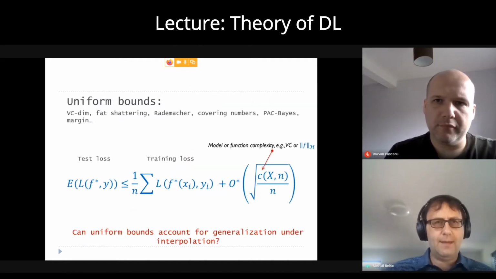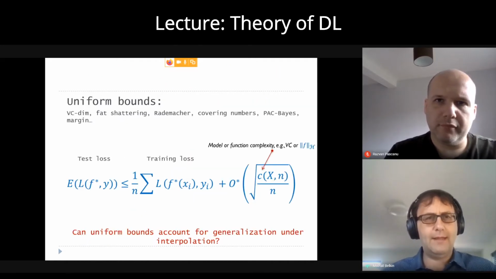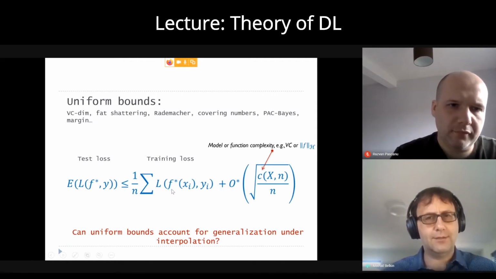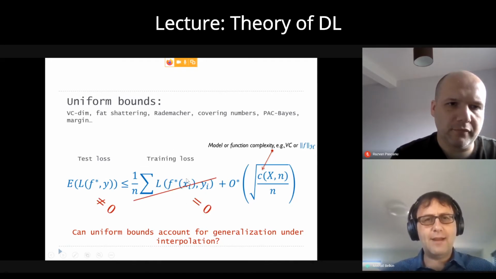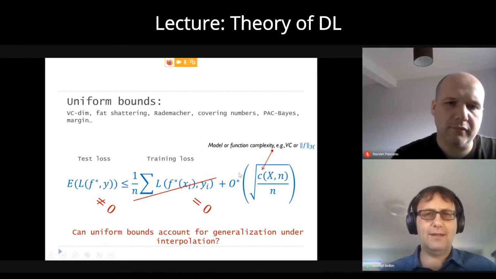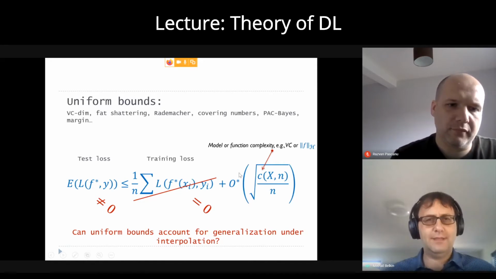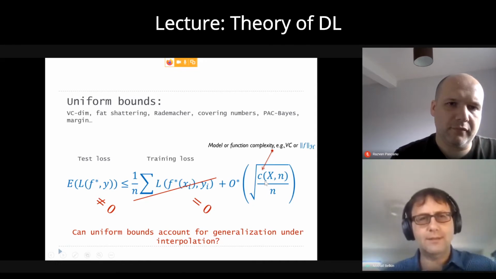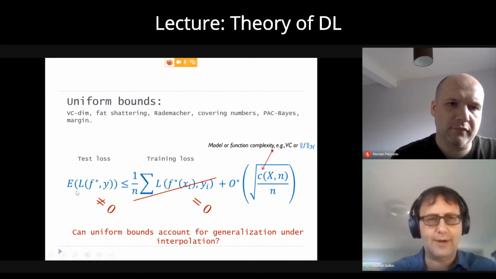Why? Well, let's think about those bounds. We have the test loss on the left, we have the training loss on the right, and we have the model complexity. Now, when my training loss is 0, I have training loss which is 0, test loss which is not 0, and then I have model complexity. So sure, this model complexity term can be non-zero, but the problem is that there is no mechanism for the model complexity term or function complexity term to be predictive of the test loss directly.